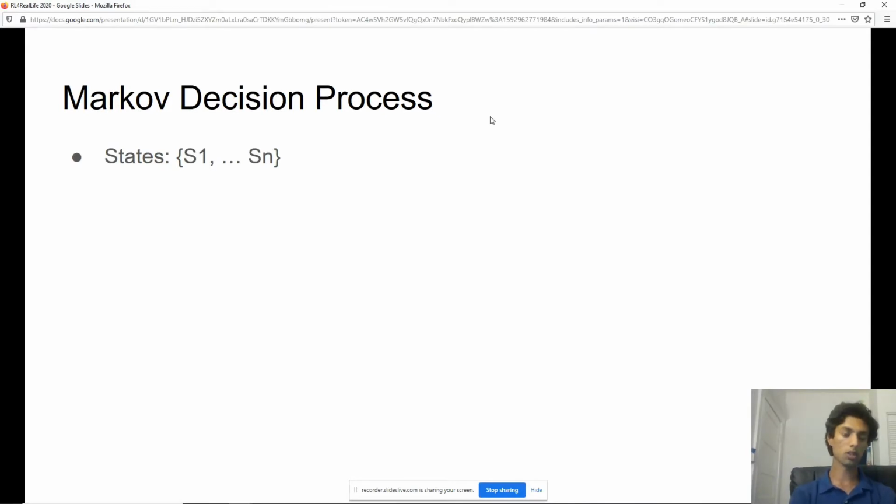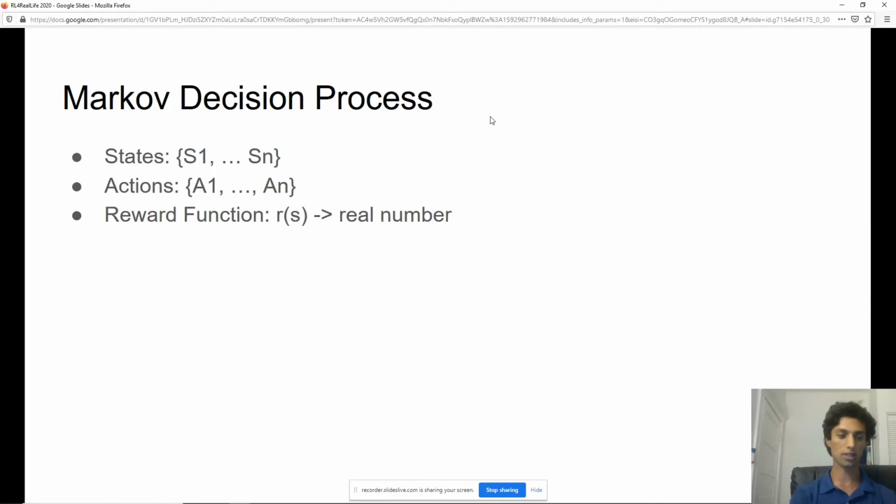Now, more formally, we're going to talk about Markov decision processes, where you have states, or pictures of your world, and actions, which are the actions you can take, and these are both finite sets, a reward function that maps from each state to a real number that the agent is trying to maximize, and a transition function that determines how the world moves to the next step. These together will make your Markov decision process.